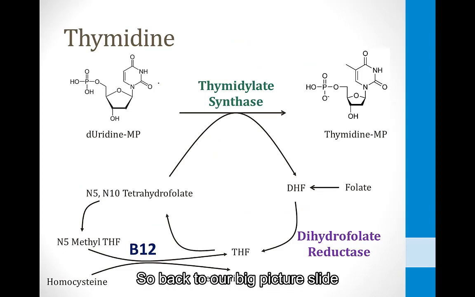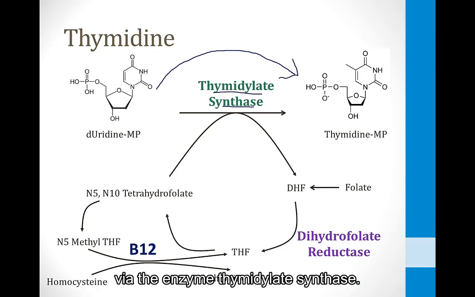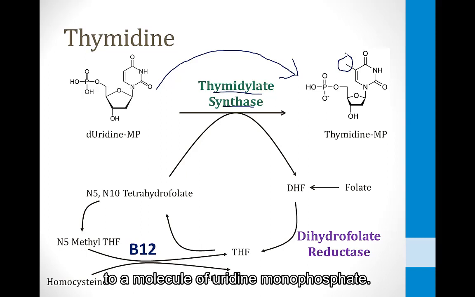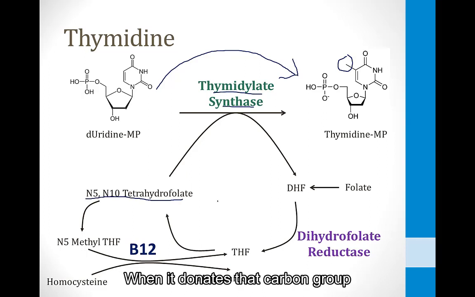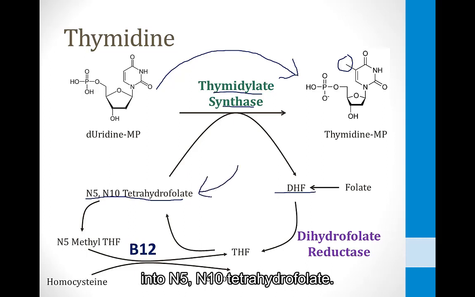So back to our big picture slide, which should make sense to you now. What we want to do is convert uridine into thymidine via the enzyme thymidylate synthase. This involves addition of one carbon to a molecule of uridine monophosphate. The source of that one carbon is the structure N5N10 tetrahydrofolate. When it donates that carbon group, it becomes dihydrofolate, and therefore dihydrofolate must be regenerated back into N5N10 tetrahydrofolate.